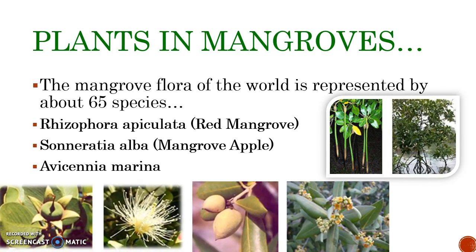Now, mangrove community is composed of plant species whose special adaptations allow them to survive conditions imposed by the coastal environment. So the mangrove flora of the world is represented by about 65 species. So most of the plants that you can find in mangrove swamps are really peculiar and special. You don't see them on like a day-to-day basis. So here are some examples of some plant species that you can find in mangrove swamps. We have Rhizophora apiculata, we have Sonneratia alba, we have Avicennia marina, and there are several more.